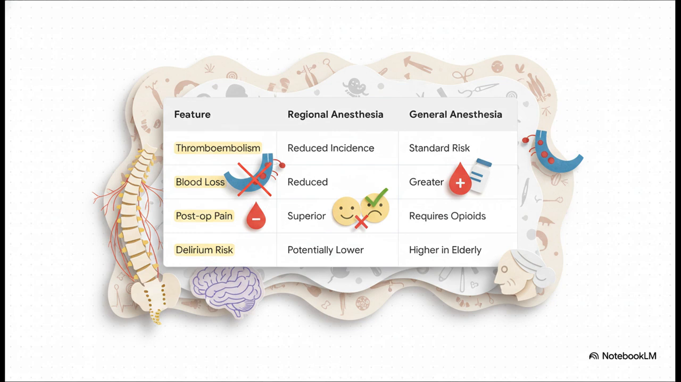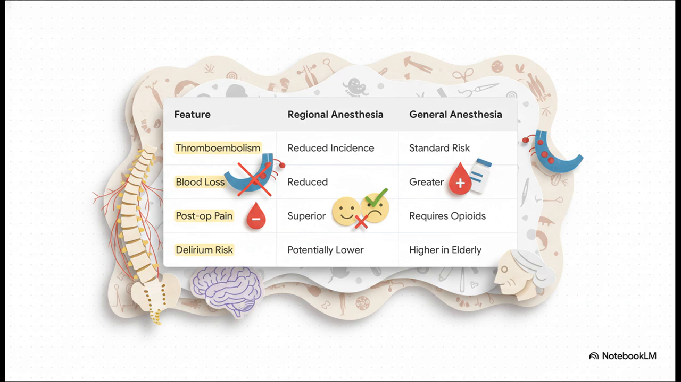When you actually look at the major outcomes, neuraxial anesthesia, so a spinal or an epidural, has some really significant advantages. It's associated with a lower incidence of DVT and pulmonary embolism, reduced intraoperative blood loss, far superior postoperative pain control, and potentially a lower risk of postoperative delirium, which is a massive issue in our elderly patient population.